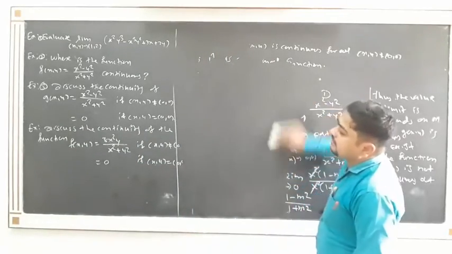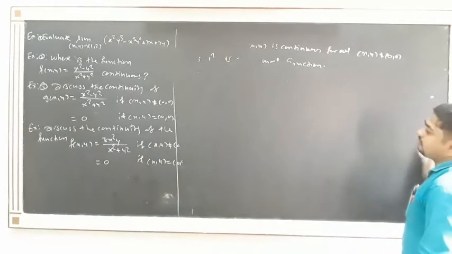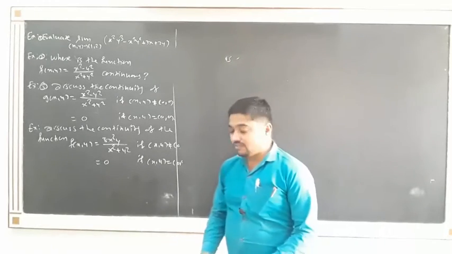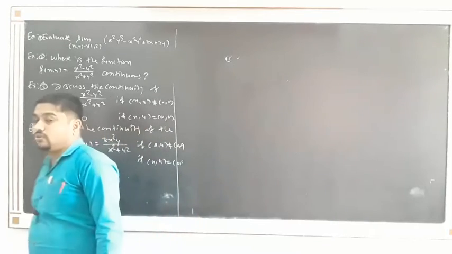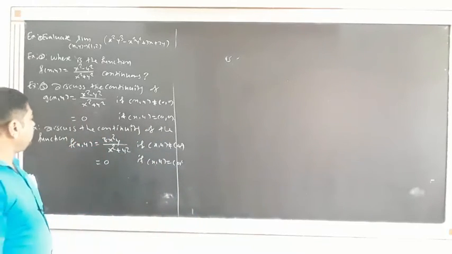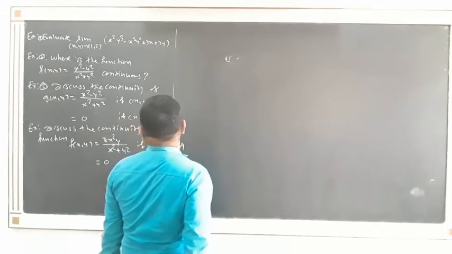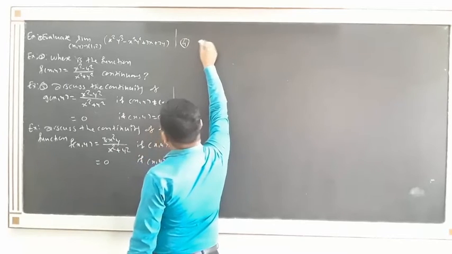What is this example? Discuss the continuity of the function f of xy is equal to 3x square y upon x square plus y square if xy is not equal to 0, 0, and it is equal to 0 at the origin. Again, it is the same as example number 3. So how can we solve it?